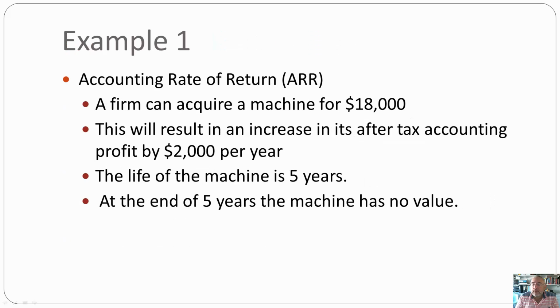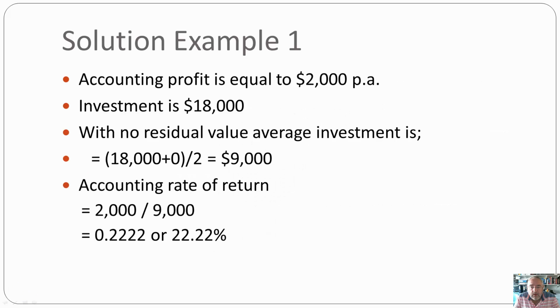So an example. Let's say a firm can acquire a machine for $18,000. It's going to result in an increase in its after-tax profit by $2,000 a year. The life of the machine is 5 years, and at the end of 5 years, it's got no value. All right, so what does that mean? It means we're going to have depreciation on the machine. If it's 5 years, that's going to be what, 3,600 depreciation per year? Is it? Have I done that right? Let's have a look. The accounting profit is 2,000 per annum.